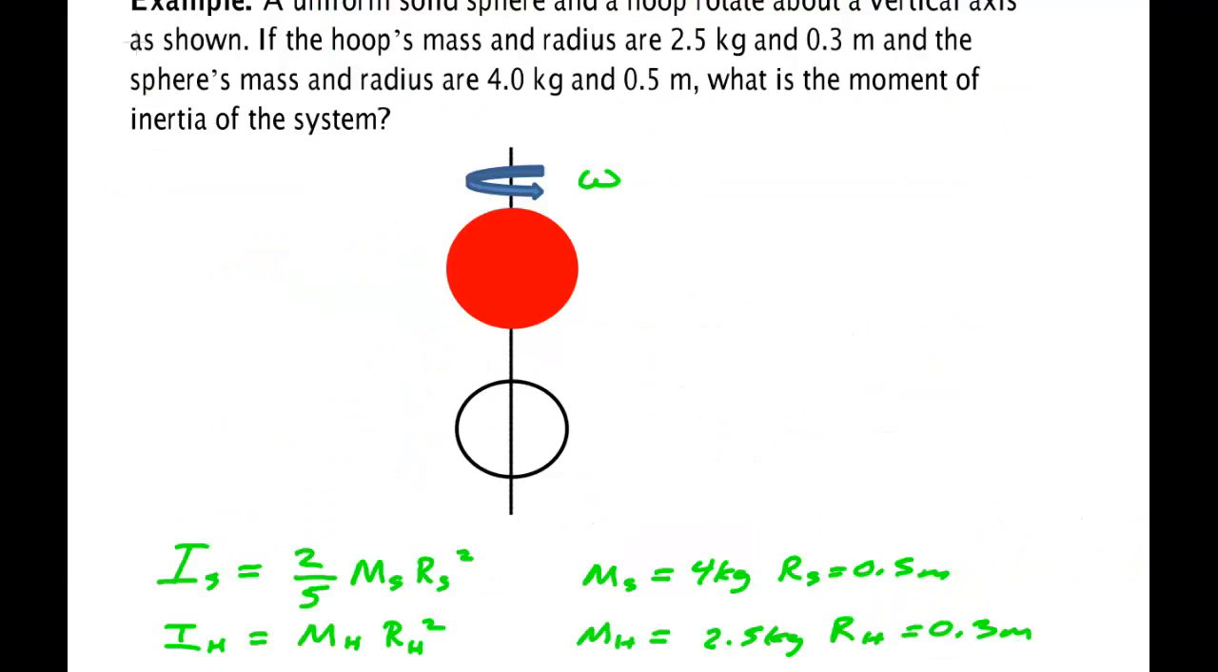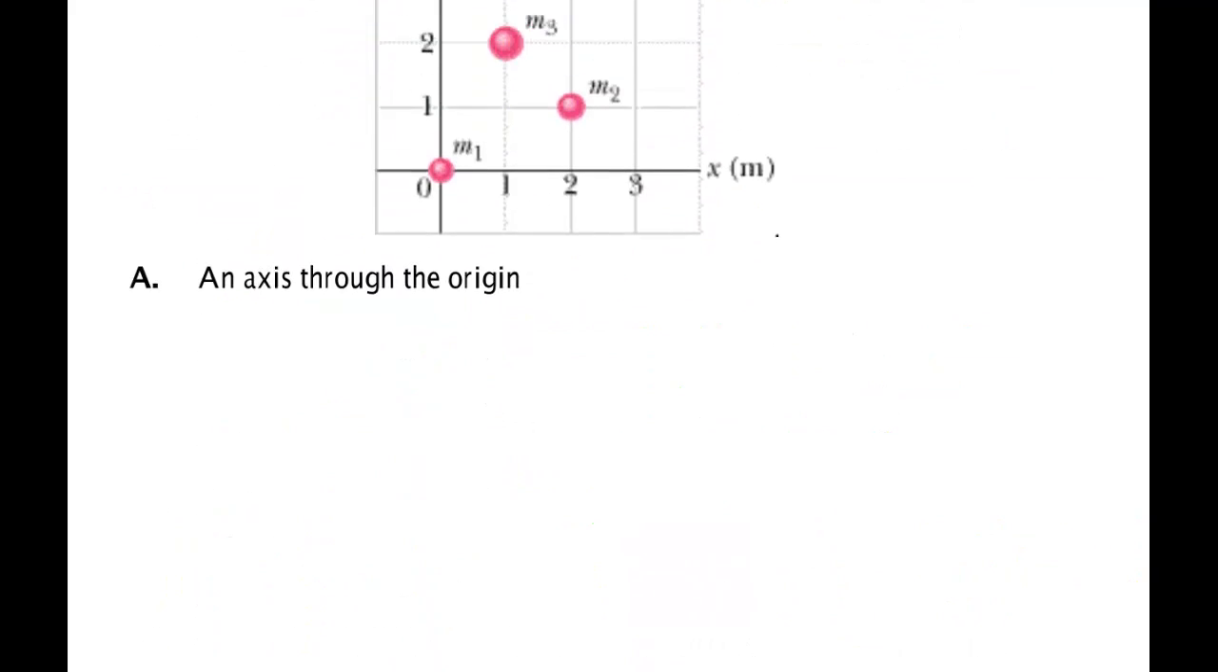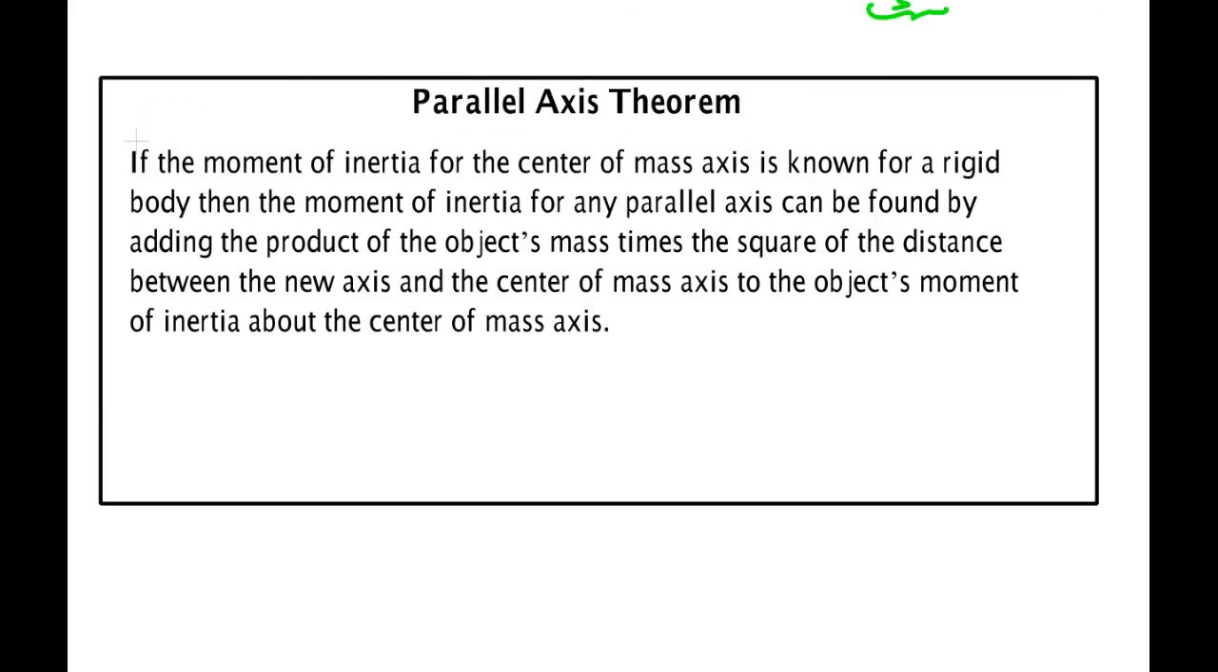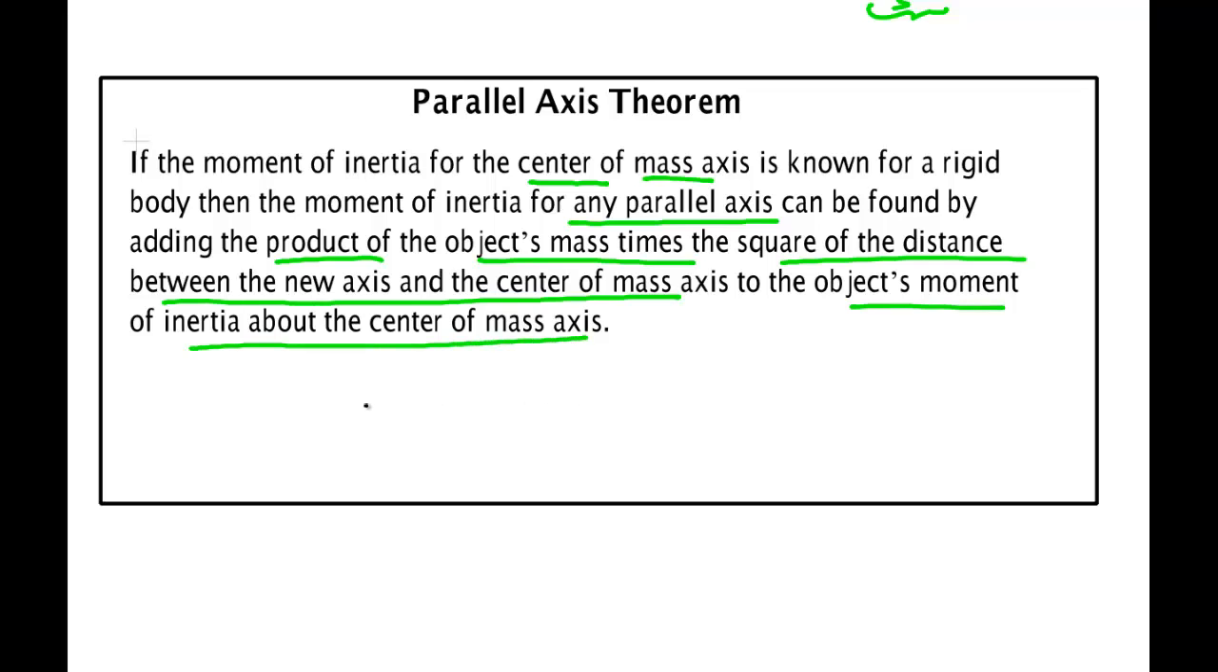Now let me tell you how to make your table even bigger. The parallel axis theorem. Neat little theorem. If you happen to know the moment of inertia for a center of mass for some rigid body, like a hoop or cylinder, which you will if you have your table. So if you know that, and you want to know it for some other axis that's parallel to the first axis, you can find it by adding the product of the object's mass times the square of the distance between the new axis and the center mass to the object's moment of inertia. That may sound complicated, but it's not. Let me write the formula and then I'll show you.